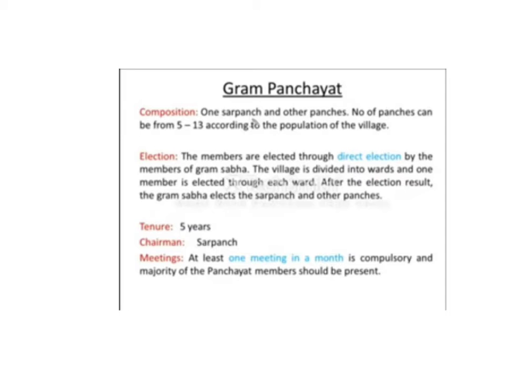Election. The members are elected through direct election by the members of Gram Sabha. The village is divided into wards and one member is elected through each ward. After the election result comes, the Gram Sabha elects the Sarpanch and other Panchs. That means Gram Panchayat is elected by members of Gram Sabha. Gram Sabha members are elected by the people, but Gram Sabha elects the members of Gram Panchayat.